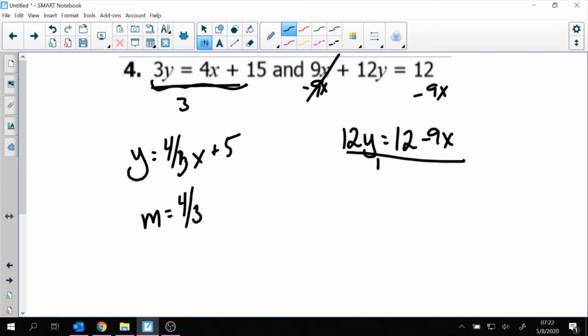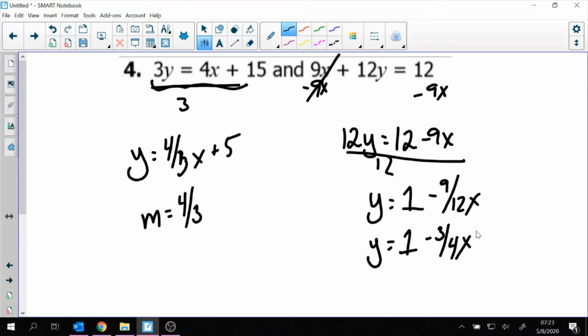Now you have to get y by itself. Divide both sides by 12. You get y equals 1. 12 divided by 12 is 1. Negative 9 divided by 12 is negative 9 over 12x. Anytime you see a fraction like this, you should always reduce it whenever you can. If you already reduced it, good on you. So negative 9 over 12 reduces to negative 3 over 4x.